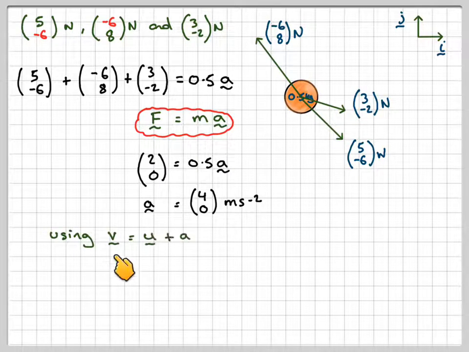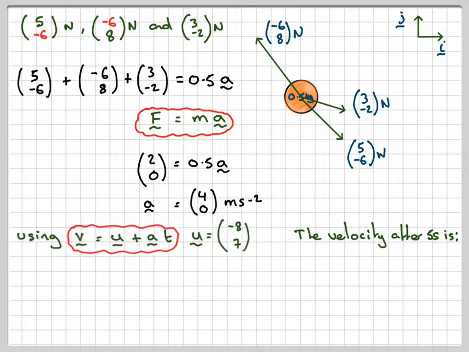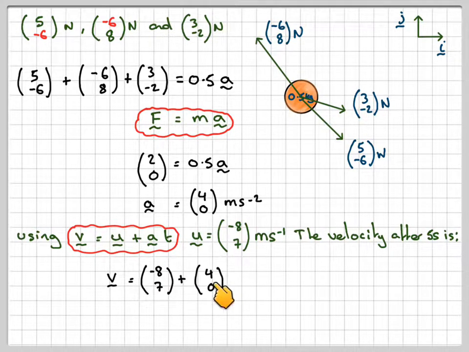Now, if we use the vector equation, the final velocity is equal to the initial velocity plus at. We were told the initial velocity is minus 7. The velocity after 5 seconds, and we know the acceleration is this, is going to be minus 7, 0, the initial velocity, plus the acceleration 4, 0, times the time 5.